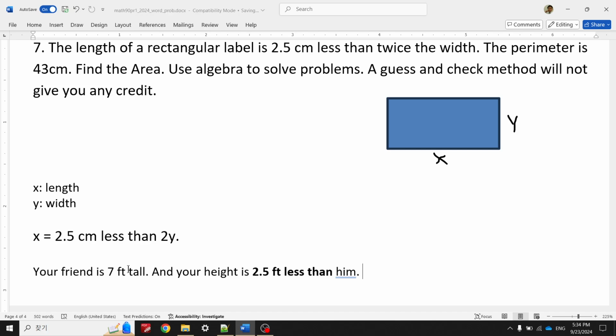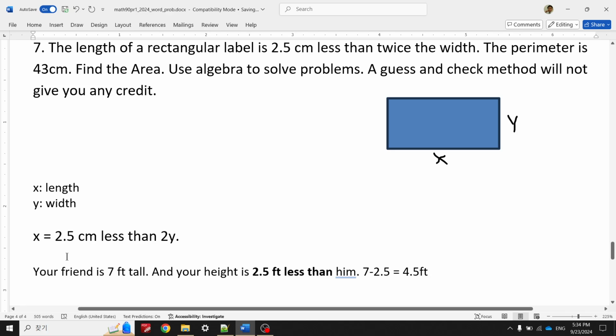Can you answer that? What is that? 4.5. 7 minus 2.5, right? 7 minus 2.5, it'll be 4.5 feet. Okay, so you'll be 4.5 feet tall. Or 4 feet and 6 inches. Right? But you get the point, right?